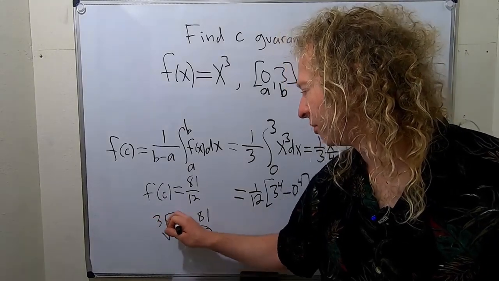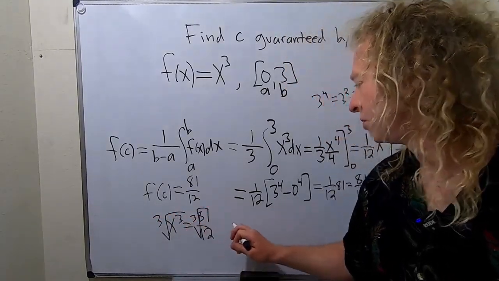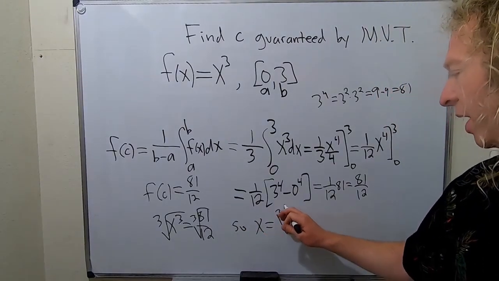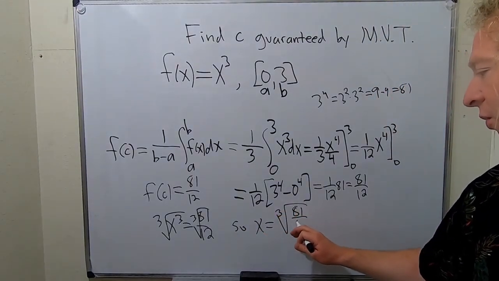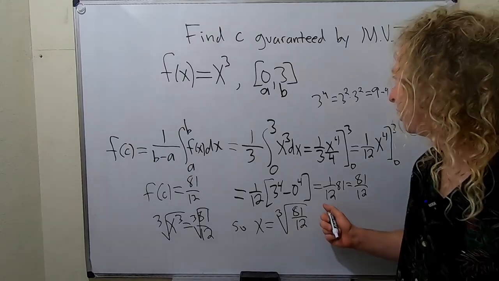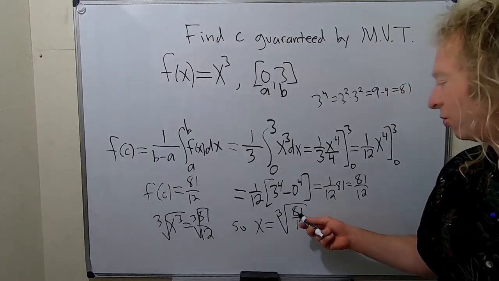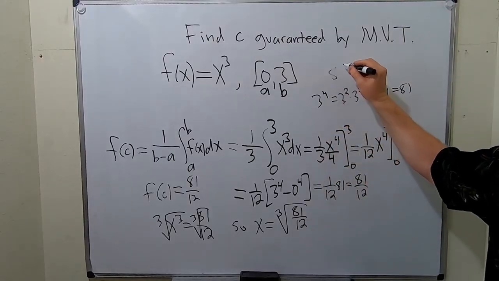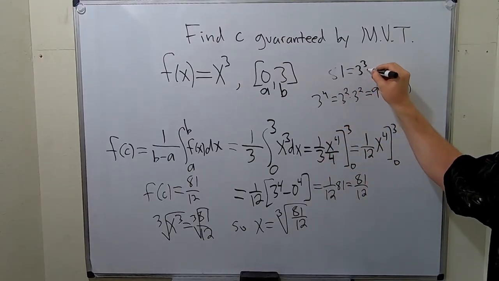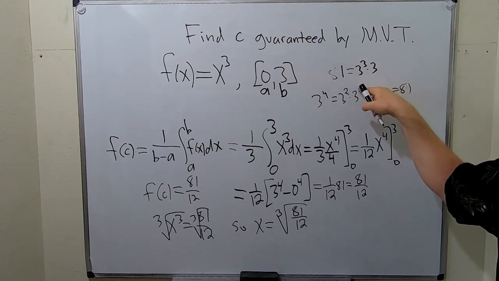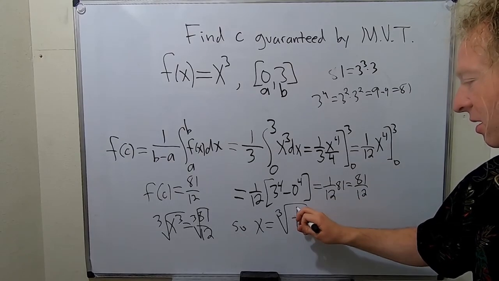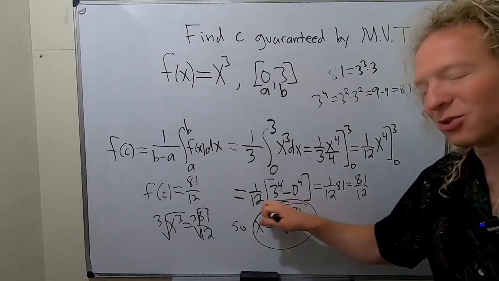So we end up with x equals the cube root of 81 over 12. And I guess you could work on simplifying this because you can write 81 as 3 cubed times 3, and then the cube root of 3 cubed is 3, and so on. But let's just leave it like this because that might be easier, and we can just finish because we're done.